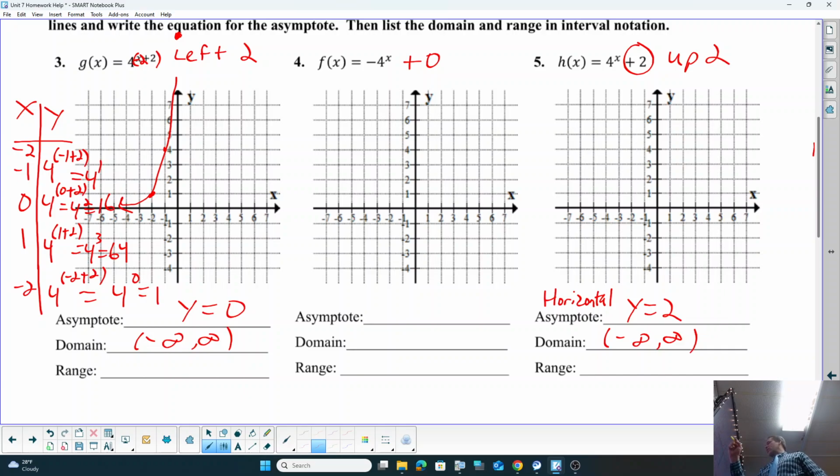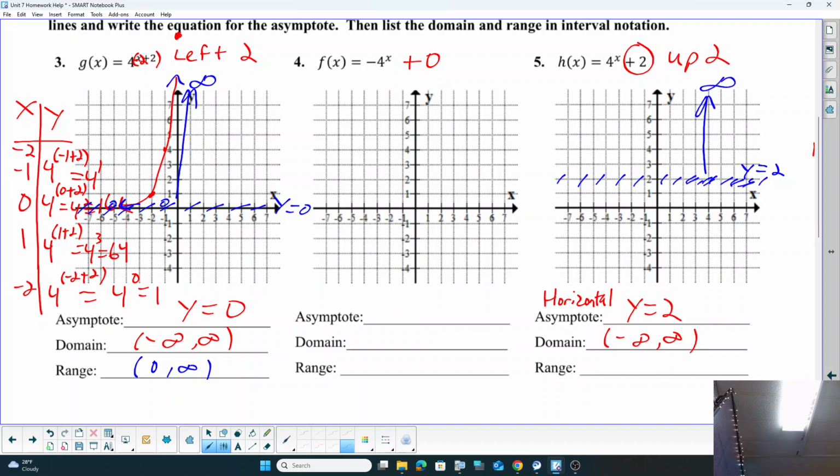Okay, so we are approaching a horizontal asymptote. We're approaching this horizontal asymptote at y equals 0. So technically the graph is getting really close to 0, and then it's taking off up to infinity. So this one will be 0 to infinity. This one has a horizontal asymptote of y equals 2, with this line right here, and then it goes up to infinity. So that should be 2 to infinity.